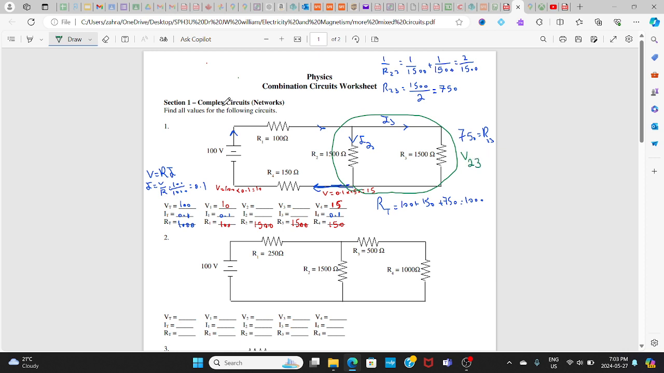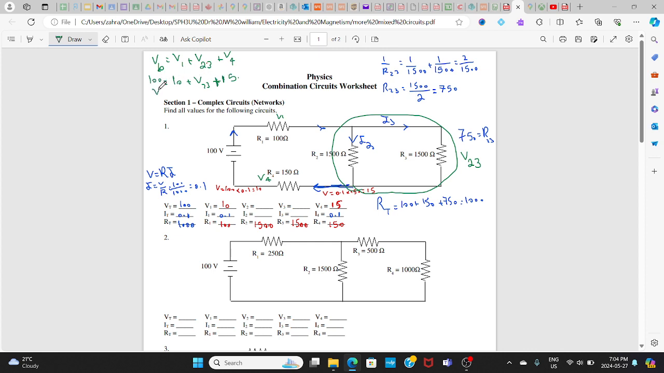We call it V23. Okay, and I know that R1, V1, V4, and V23 are in series, right? So then V of the battery should be equal to V1 plus V23 plus V4. I have V of battery, which is 100. V1, I got it to be 10. V23, I don't know. V4 is 15. The V total is 100, right?